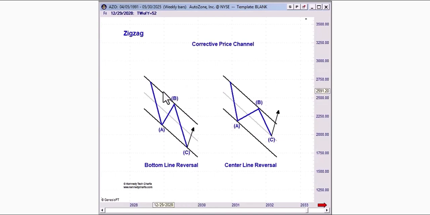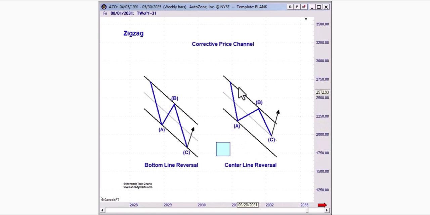So whenever you're drawing your corrective price channel for a zigzag, it's actually quite simple. You start at the origin of wave A, draw a trend line to the extreme of wave B, and then copy that line to the extreme of wave A. That defines your corrective price channel. Now the example over here to the left is what I refer to as a bottom line reversal. That's because wave C terminates somewhere at or near the lower trend line of the corrective price channel.